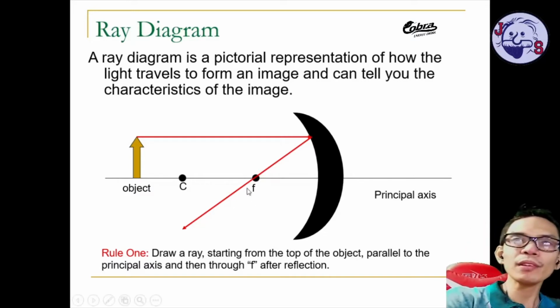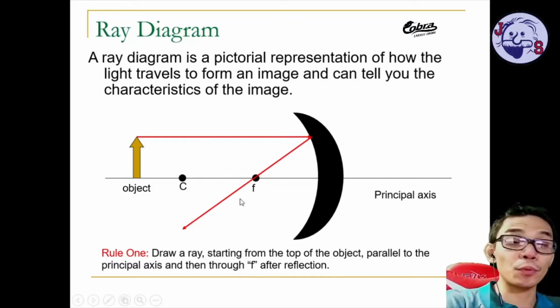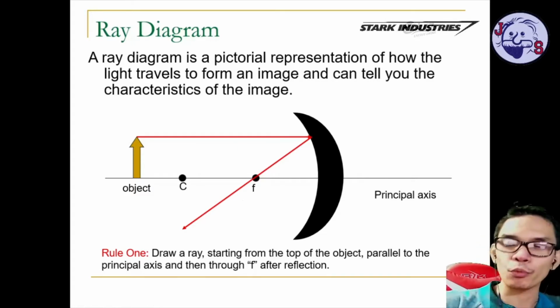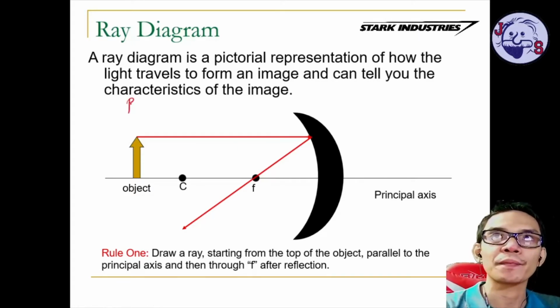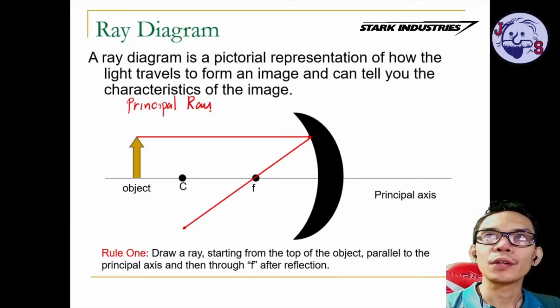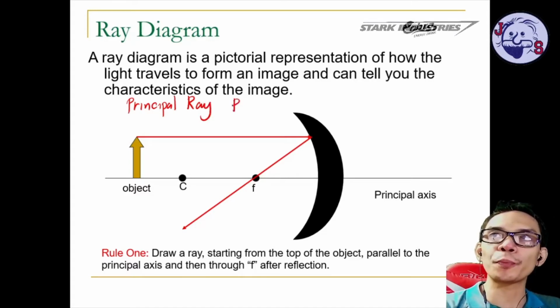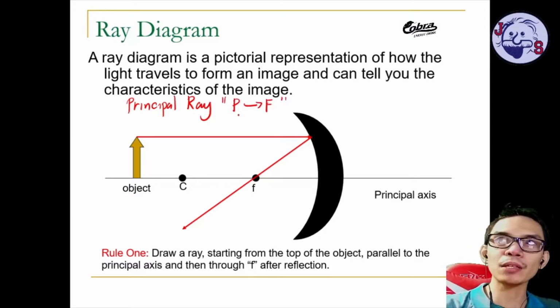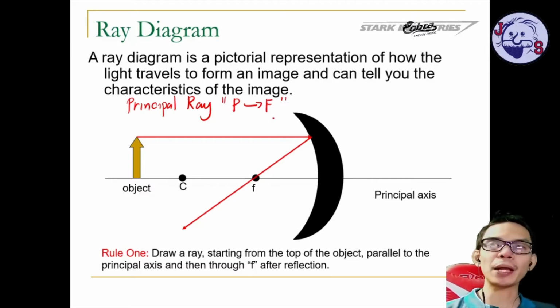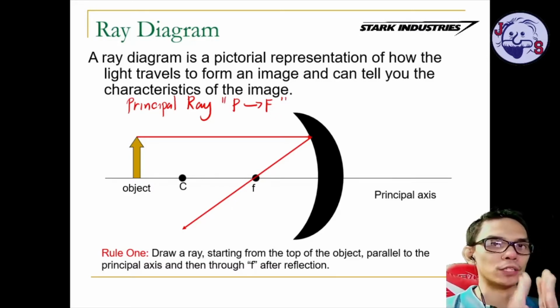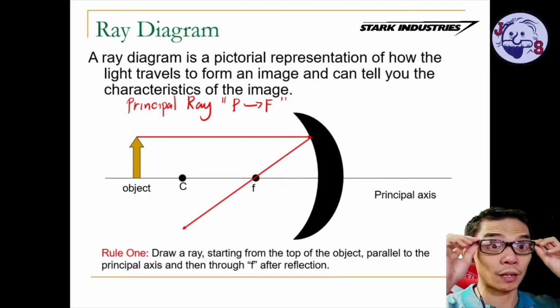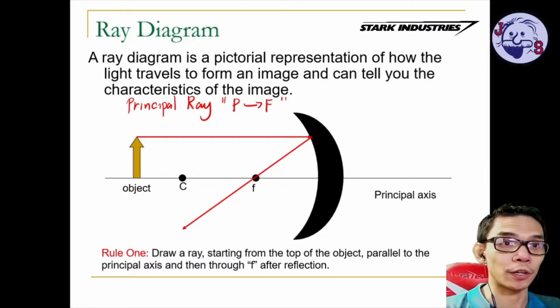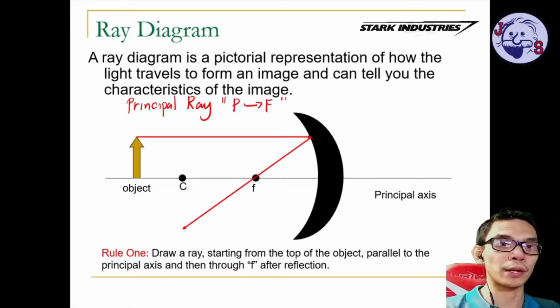This is the first line that we are going to have in our ray diagram. We call this line the principal ray. Always remember, the principal ray goes from the principal axis to the focal point, P to F. Always remember this pattern. It goes from P to F, principal axis to focal point. That was the first ray diagram line that we will use.